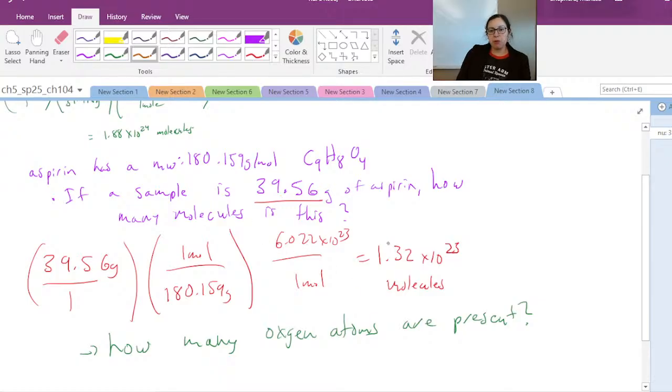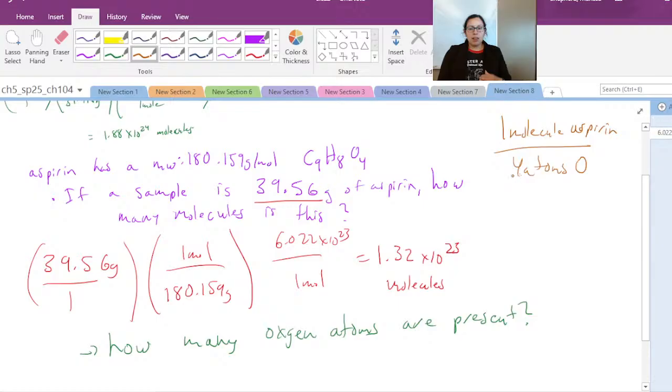But basically, what we want to realize is, okay, this is one molecule of aspirin. For our purposes, if we're interested in oxygen atoms, now we can set up our ratio. For every one molecule of aspirin, we have 4 atoms of oxygen. This is where I was saying we're now talking about individual oxygens, single oxygen atoms. So just keep that in mind depending on the scenario.